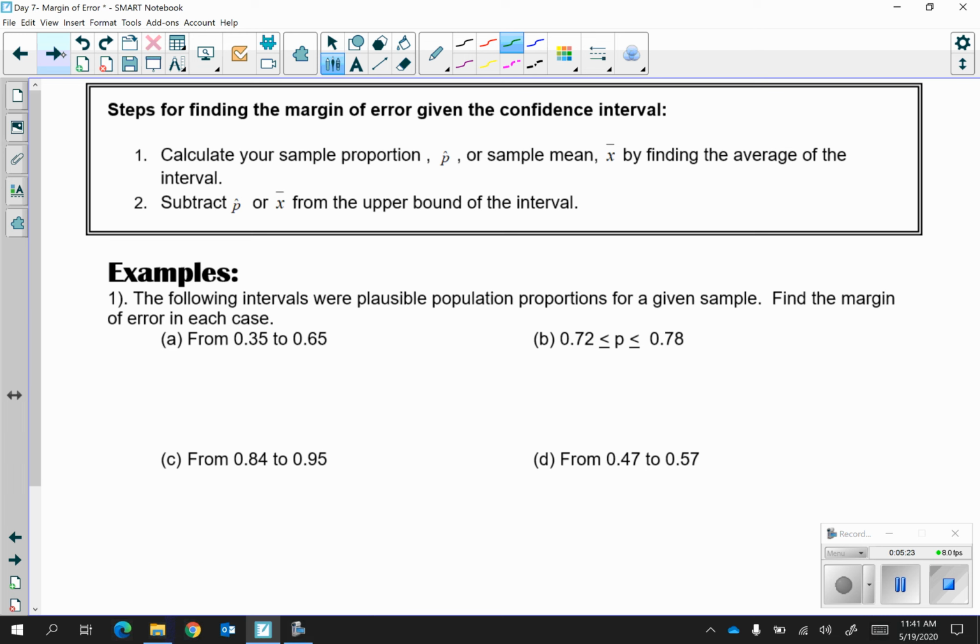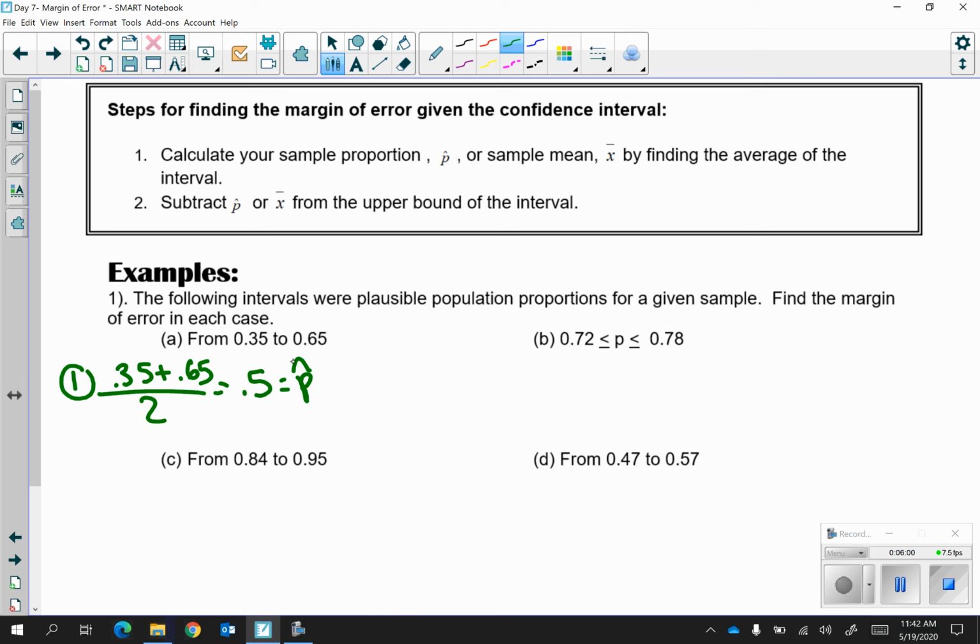So what we're going to do first is we're going to break it up into 2 steps. The first step is going to be to find the sample proportion or the sample mean. Now notice I have decimals all less than 1 here, so I know that I'm working with proportions. So in order to find the average, you're going to take 0.35 plus 0.65, divide it by 2, and I'm going to get 0.5.